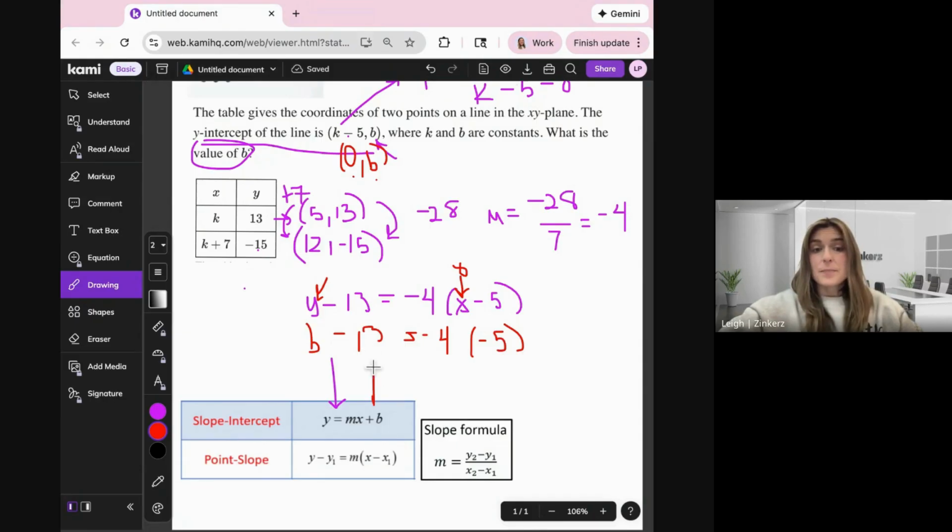Now we can solve for b. b equals negative 4 times negative 5, which is positive 20, plus 13, because we're moving this over to the other side, is positive 33. And you have your final answer for b.